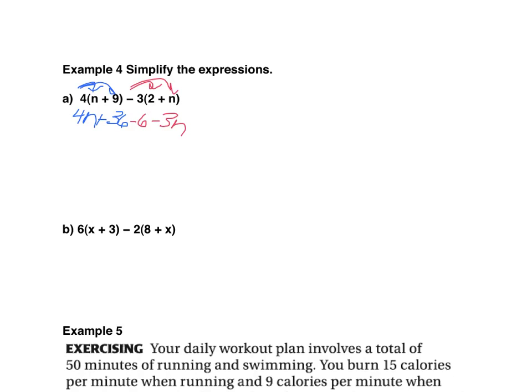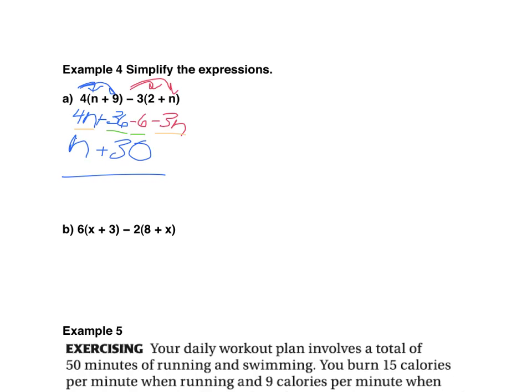Then all I do is basically combine like terms. So I have an n here and an n here. Then I have a constant and a constant. So I'm going to combine all those. 4 minus 3 is going to simply be n, or you can put 1n. 36 minus 6 is going to be plus 30. And that is the expression simplified.